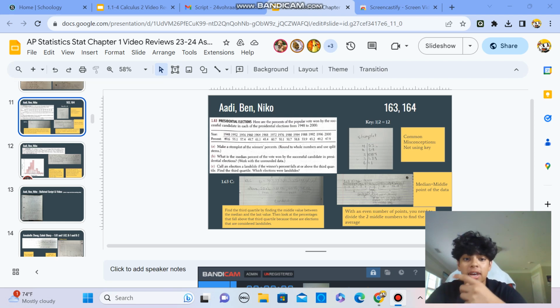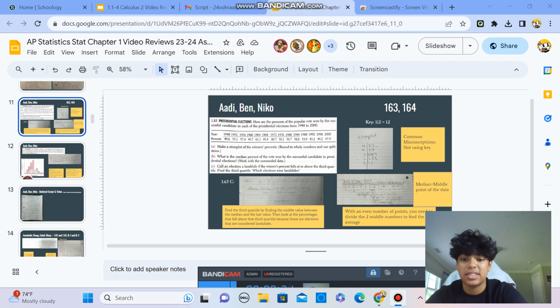Today we'll be doing questions 1.63 and 1.64. So let's get straight to it. Question 1.63 is presidential elections. Here are the percents of the popular vote won by the successful candidate in each of the presidential elections from 1948 to 2000. So essentially, if you read over the information, you'll see that part A asks to make a stem plot of the winner's percents, right?